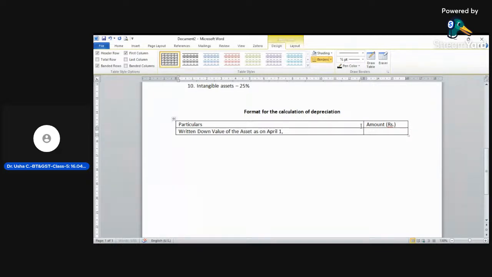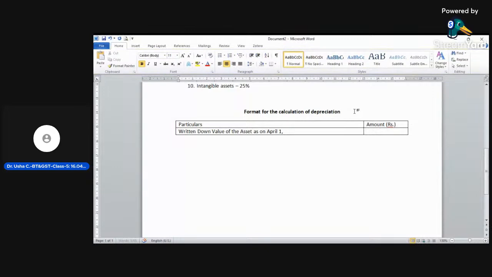Which is the assessment year? What is the assessment year for your assessment period? This is 2023-24, correct? The format for the computation of depreciation for the assessment year 2023-24. For the assessment year 2023-24, the previous year is 22-23, correct? So previous year 22-23 means the opening period is what?